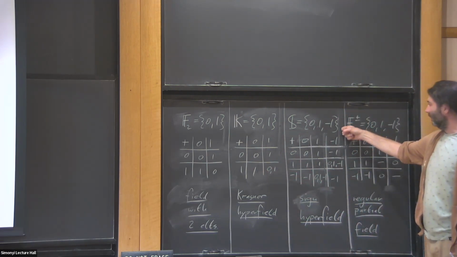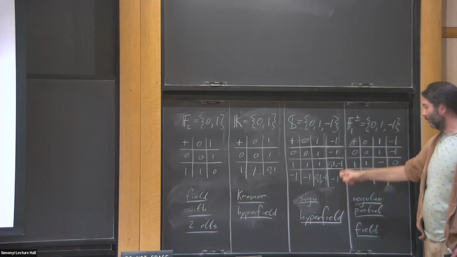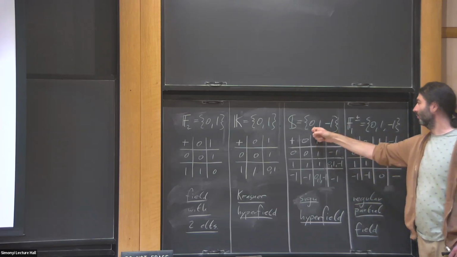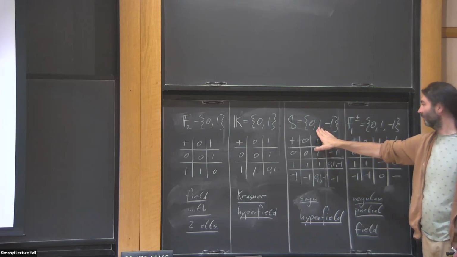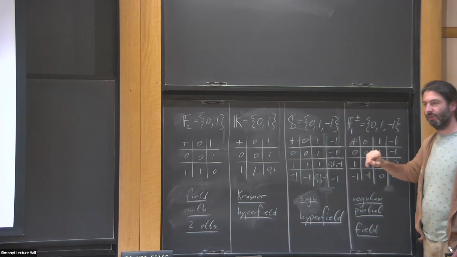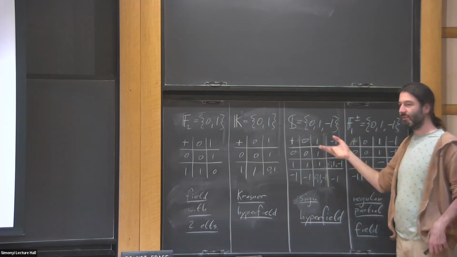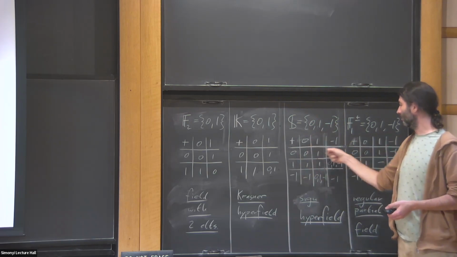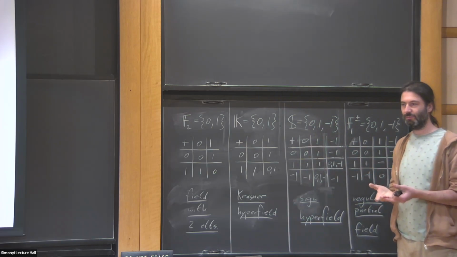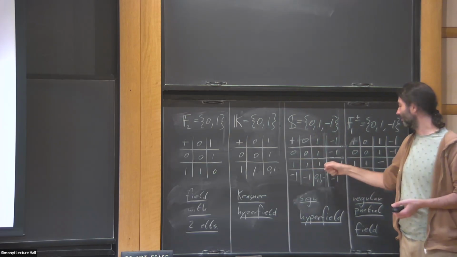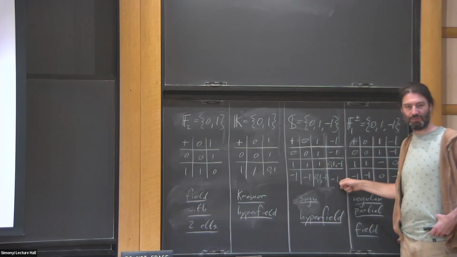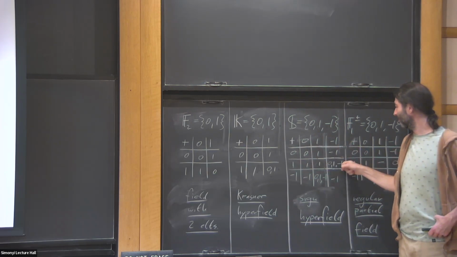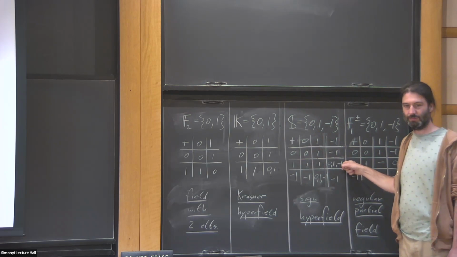Our third protagonist is the so-called sign hyperfield, which now has 3 elements: 0, plus 1, and minus 1. You should think of this as positive and negative. 0 is again neutral, and you add positive and positive according to your expectation of the outcome. So positive plus positive is positive, negative plus negative is negative, but positive plus negative could be anything, right?